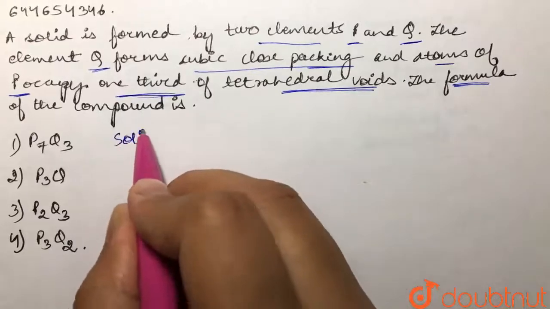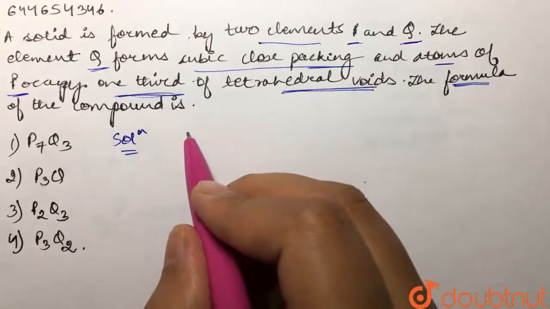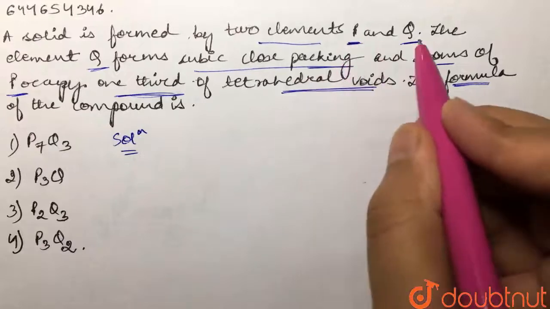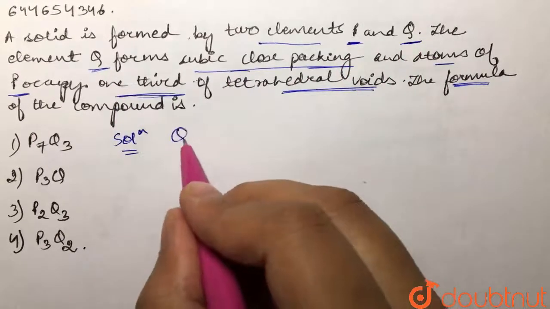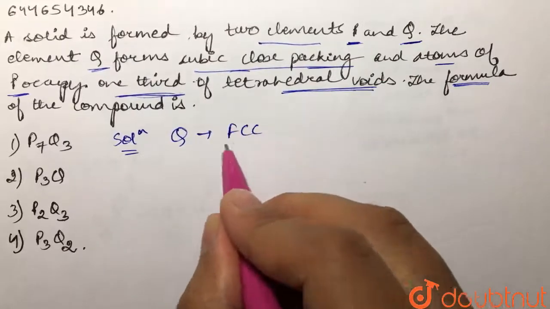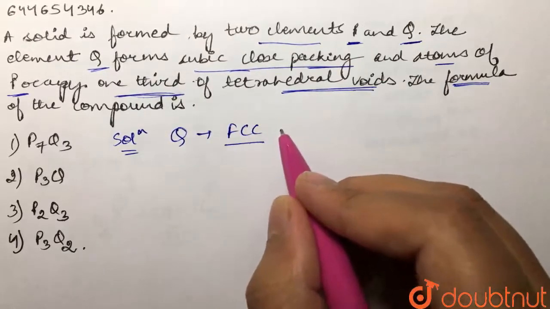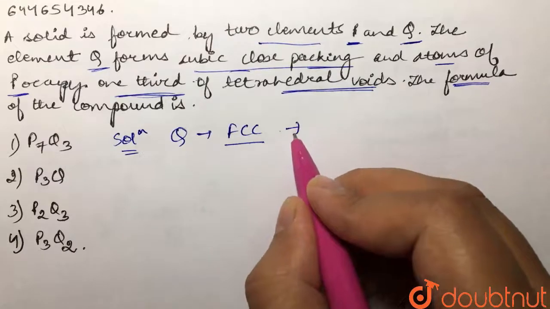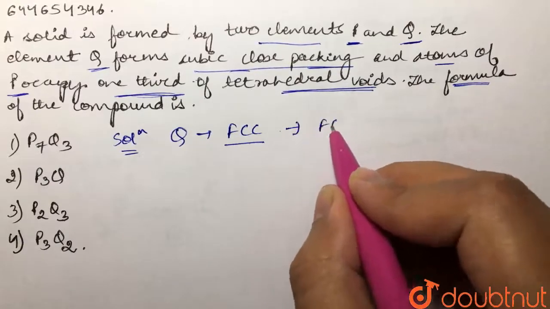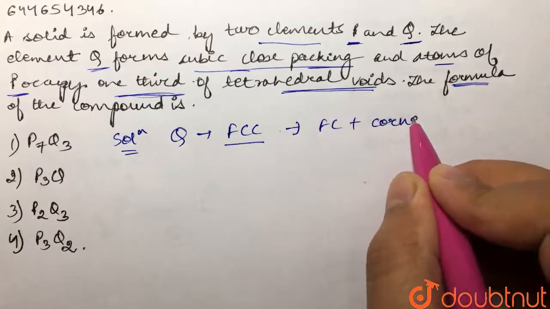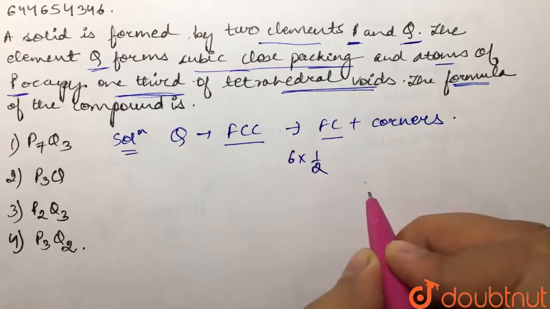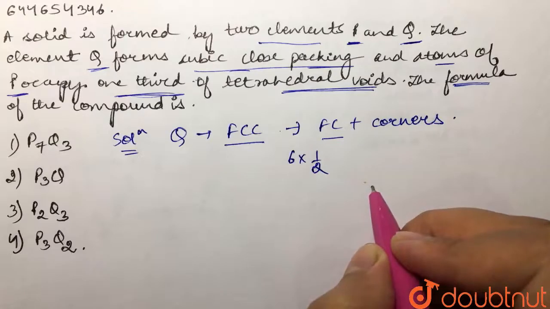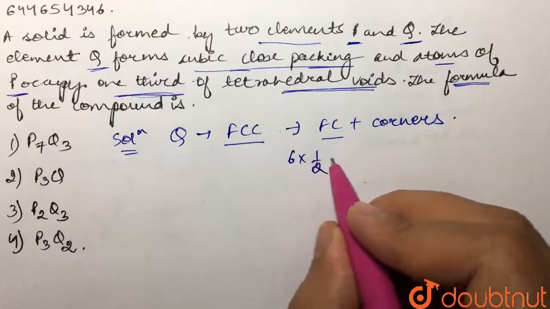Over here we are given that we have a solid that is formed by two elements P and Q. They are saying the element Q forms cubic close packing. Cubic close packing is nothing but FCC, that is our face centered cubic arrangement, right? Now in this case we know that atoms are present at face centers plus at corners, and we know we have a total of 6 face centers and each has a contribution of 1/2 because each face center is shared between two unit cells, right?